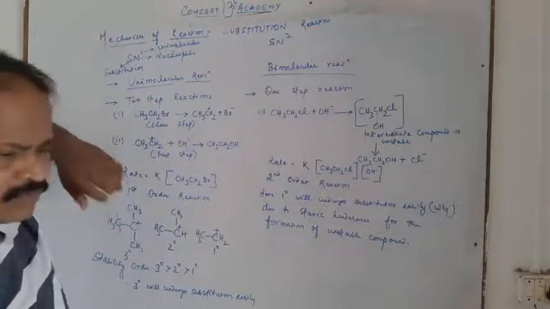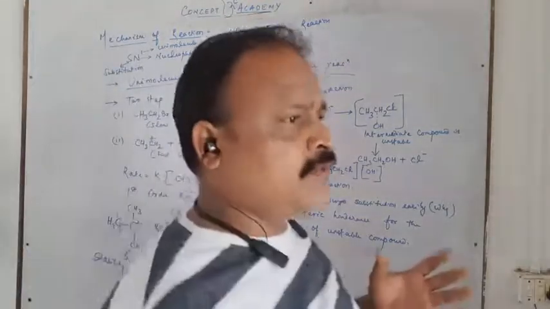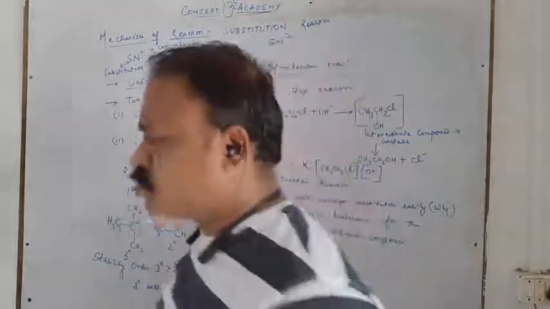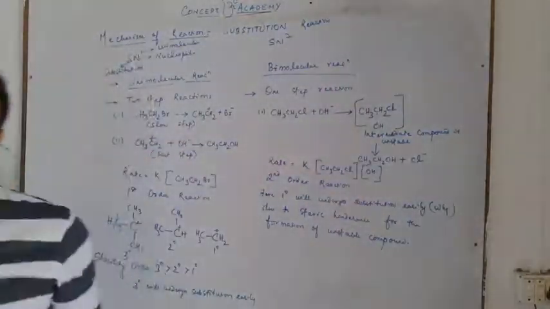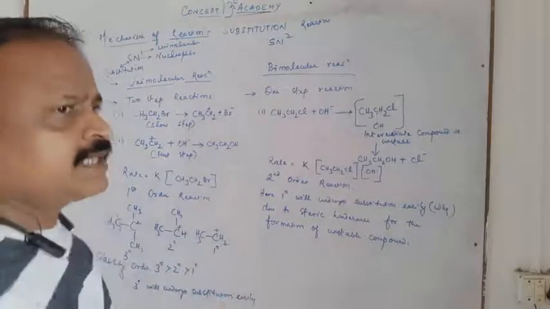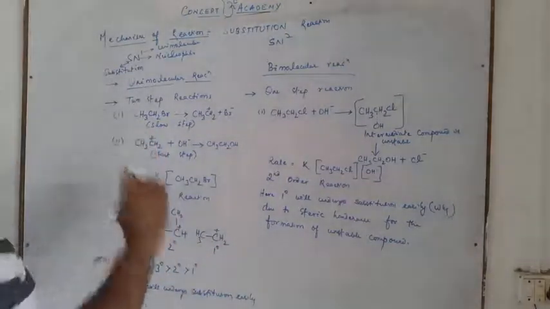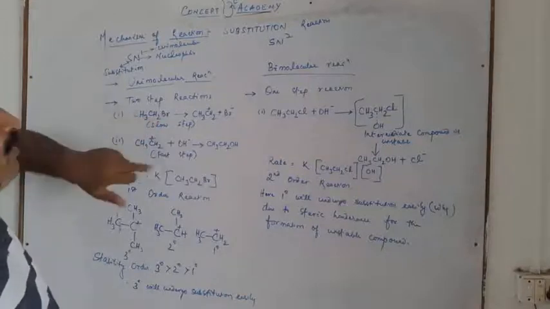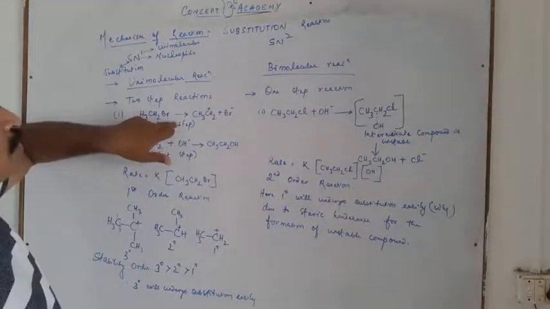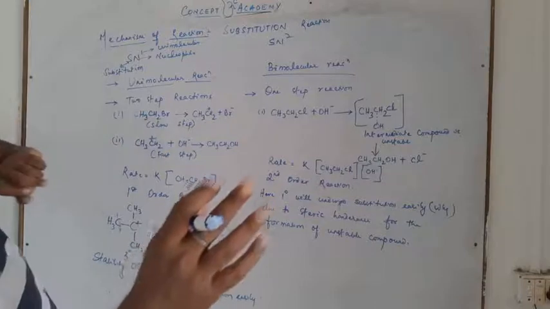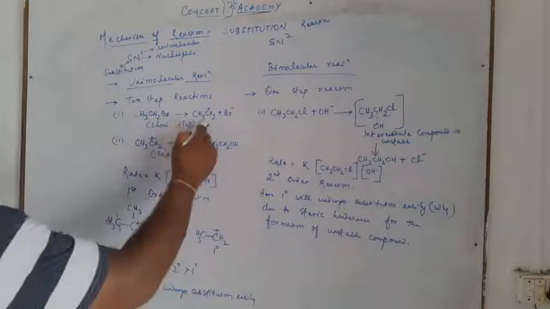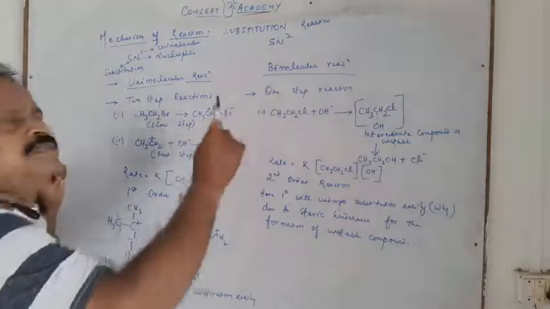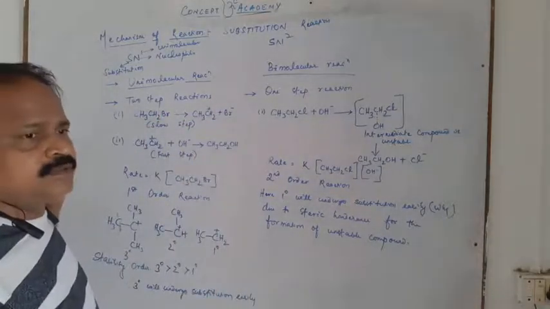And well, what happens in case of the SN1 mechanism? It takes 2 steps to complete the substitution reaction. Let us take for example ethyl bromide, that is CH3CH2Br. It first undergoes the formation of CH3CH2+, that is the carbocation, and Br- is formed.